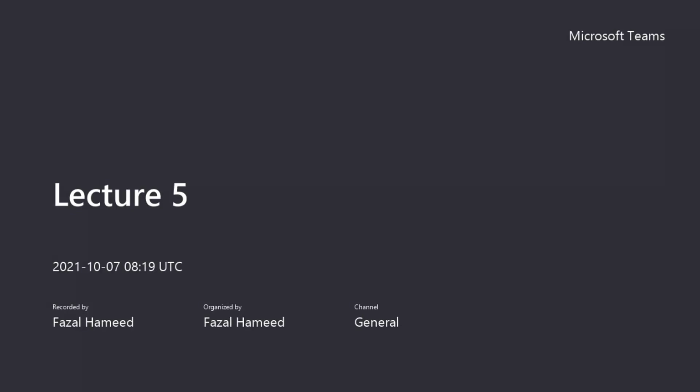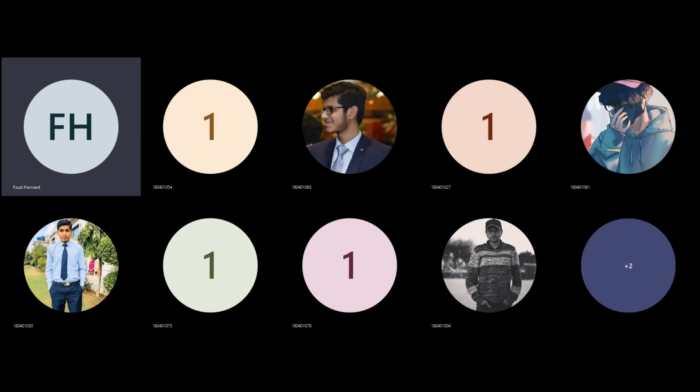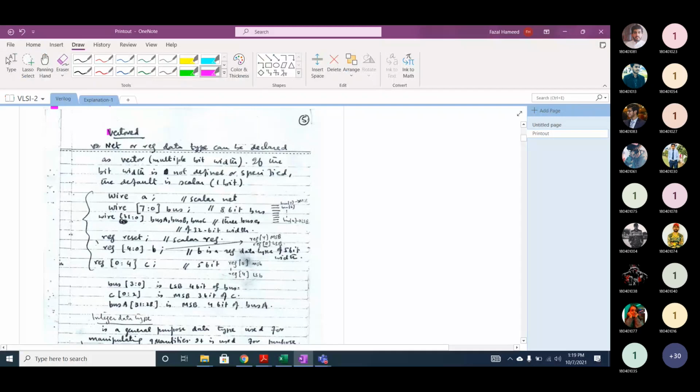Data type in Verilog. If you look on the left hand side, it's the vector data type. A vector data type may be net or reg. We already studied net and we already studied reg. What is a net data type?